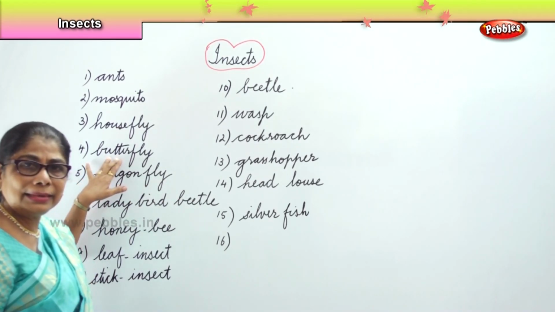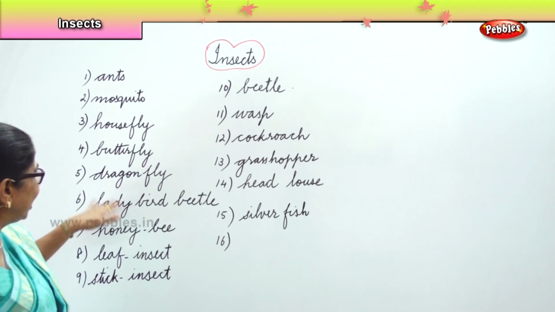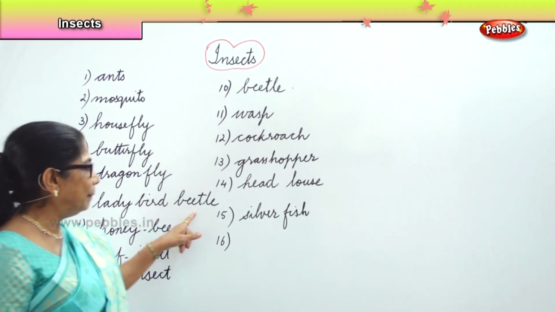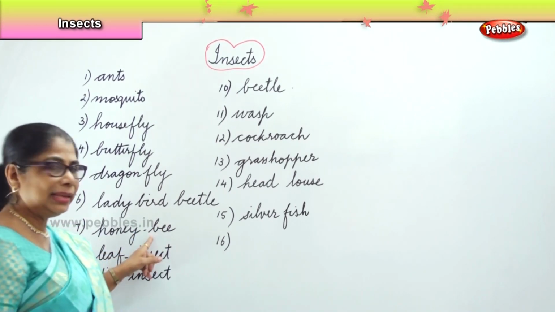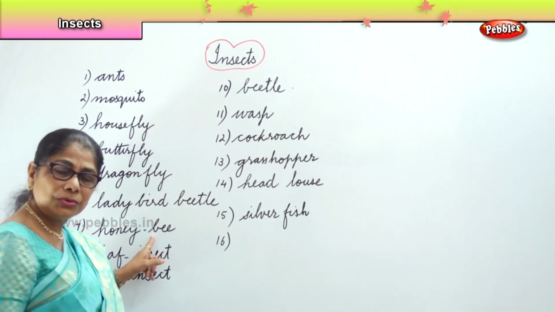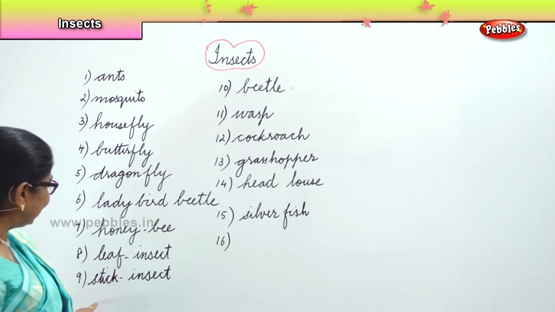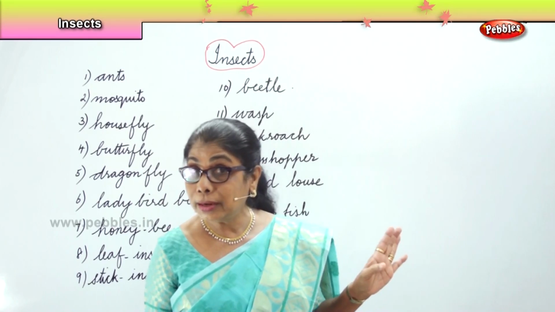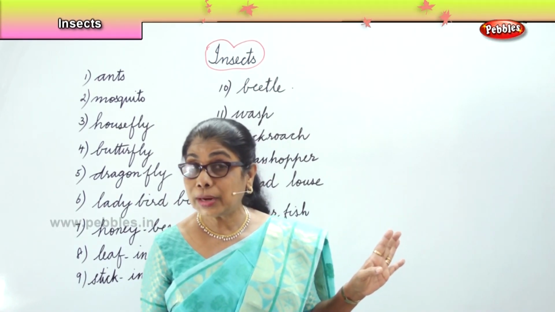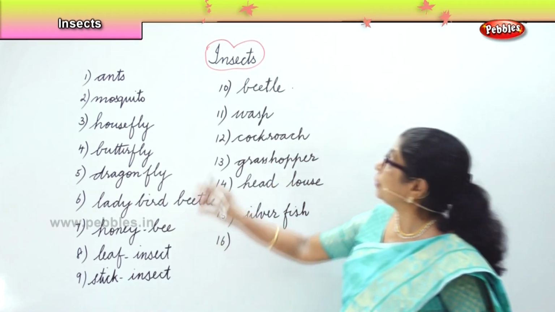Butterflies, that is the most colorful insect. Dragonfly, a friend of a farmer. Ladybird beetle is also a friend of a farmer. Honeybee. Honeybee is also our friend because he collects honey for us. Leaf insect, stick insect. They sit there on the leaf, on the dry branch, almost like the leaf or the insect, and then we get fooled.